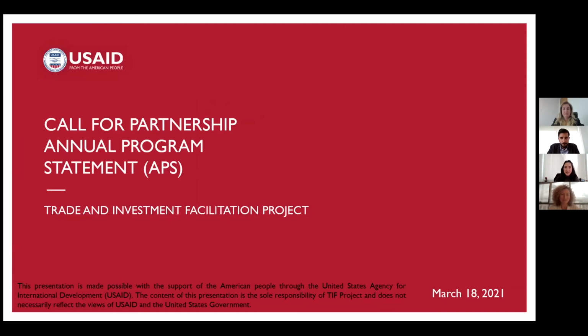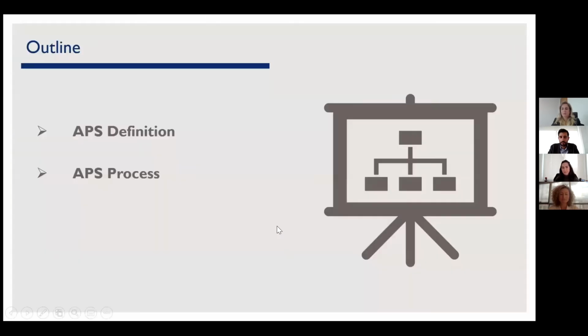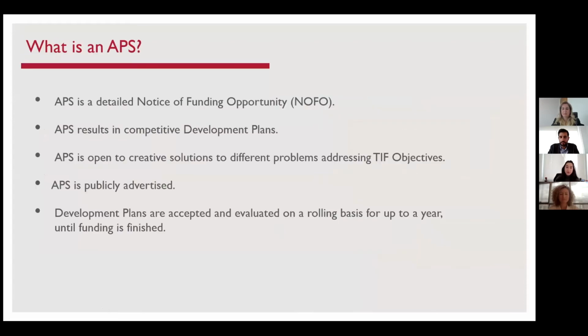Thank you, Nadine. Thank you, everyone, for joining us in this webinar. So in this presentation, we will introduce you to our annual program statement, or APS, the definition, the process, the details. Also, at the end of the presentation, we will perform a live demonstration on FormSite and try all together to see how to submit a development plan on FormSite. So, what is an APS? An APS is a detailed notice of funding opportunity.